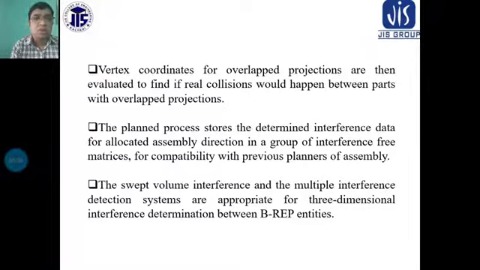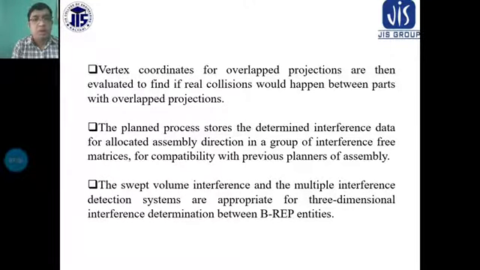The planned process storage determines interference data for allocated assembly directions in a group of interference-free matrices. Suppose you are given a matrix, the group interference will be found, similar to group technology. You have to allocate it as you assemble the different components sequentially, according to the given data and allocations, comparatively with previous planners of assemblies.